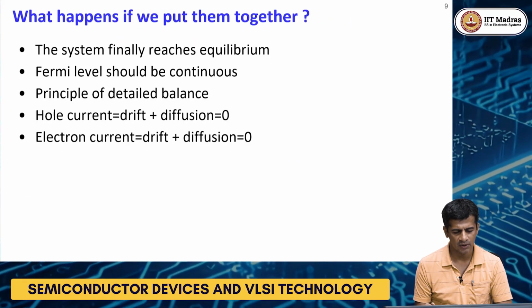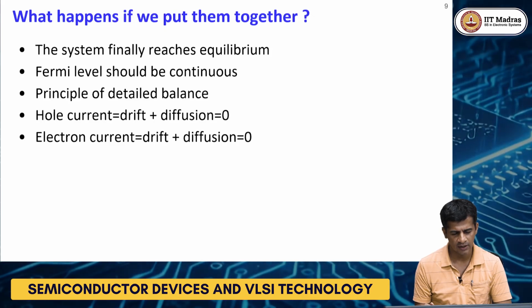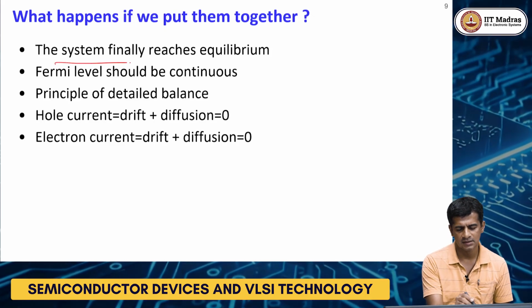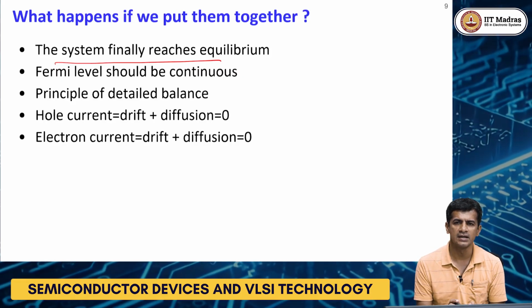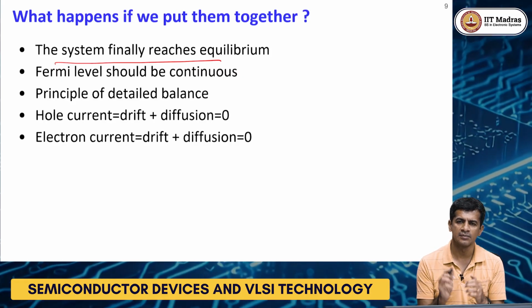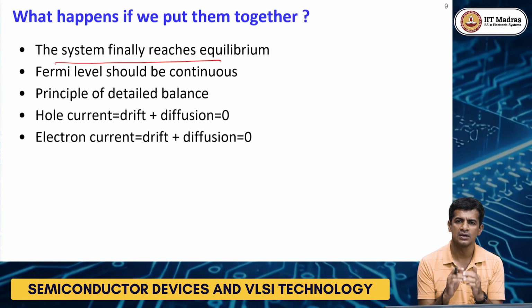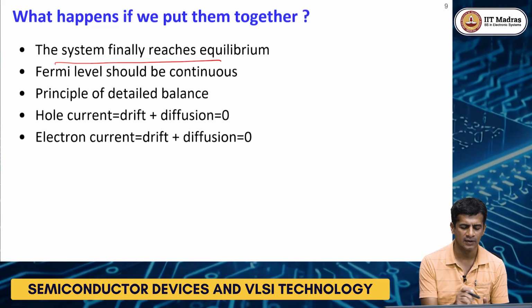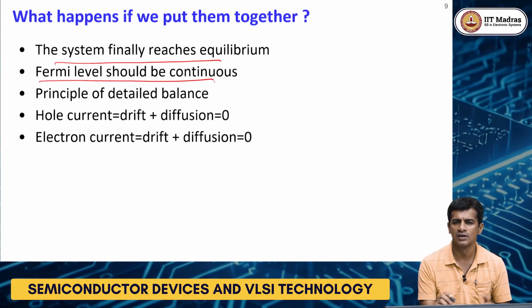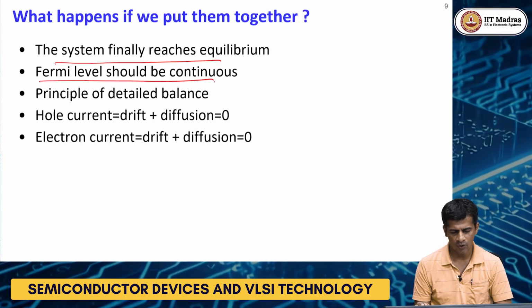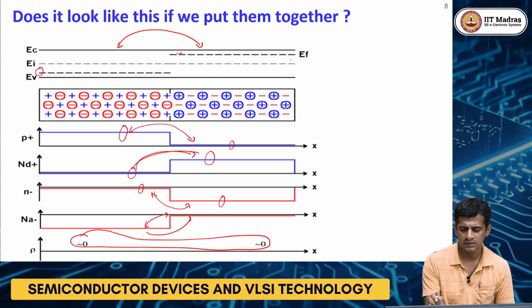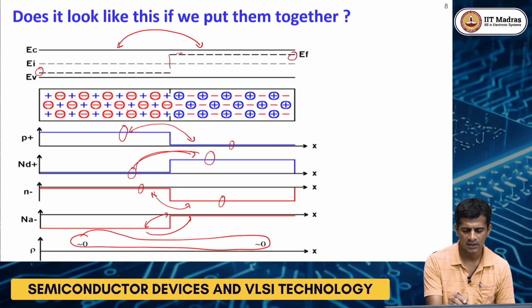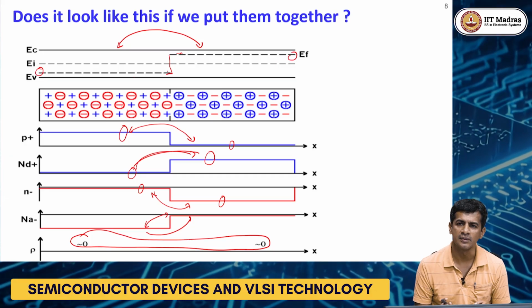So what happens? We saw that finally the system reaches equilibrium. One of the major conditions for the system to be in equilibrium is that there is no gradient in the Fermi level. The Fermi level should be continuous from left to right. On the other hand, you can see here the Fermi level is here, and the Fermi level is here. That is not continuous. There is a sharp gradient here. That is not possible.